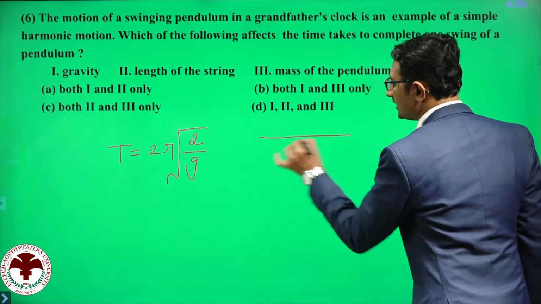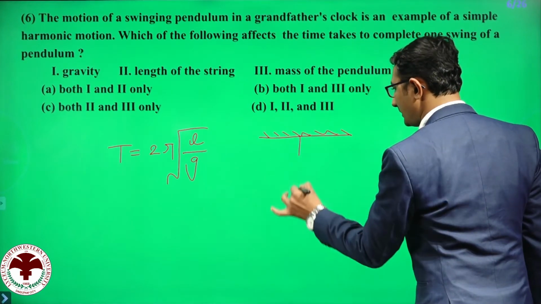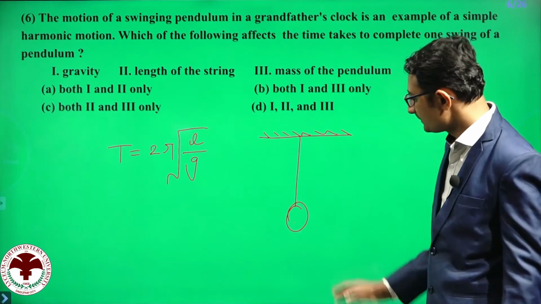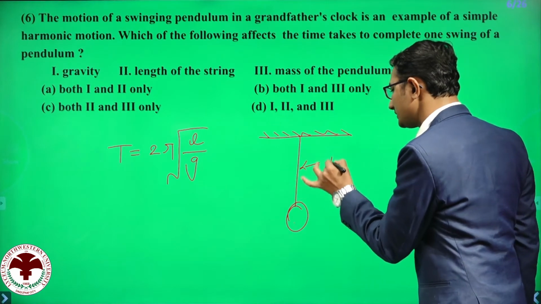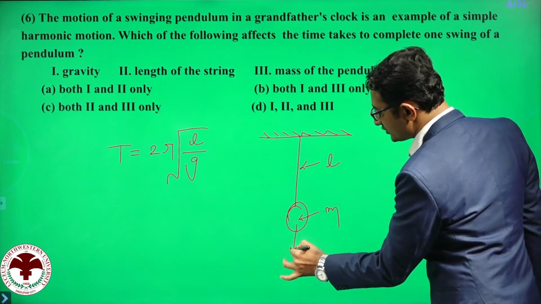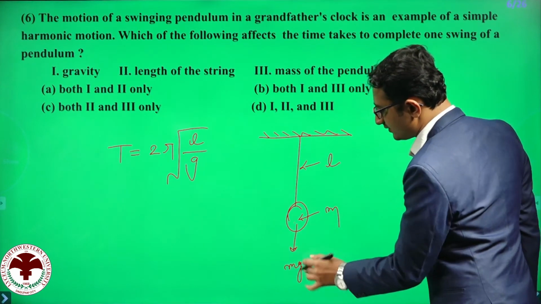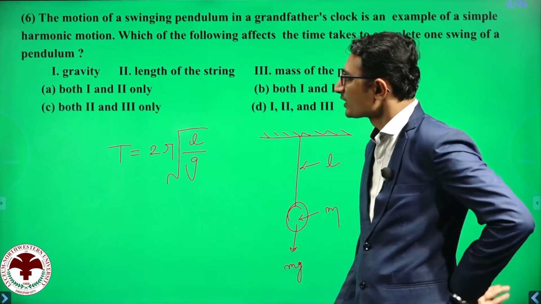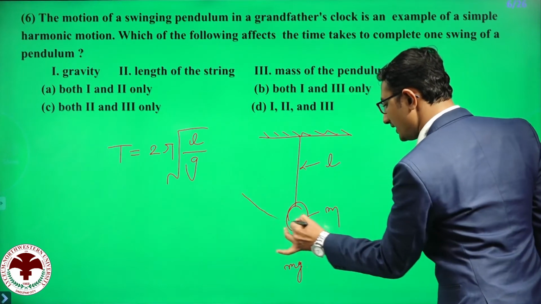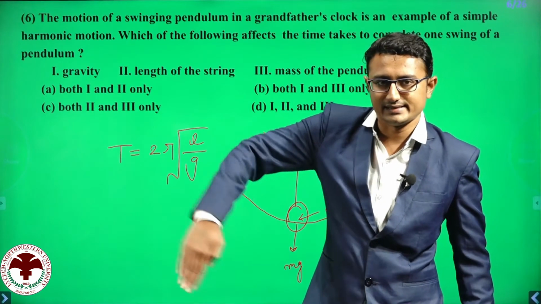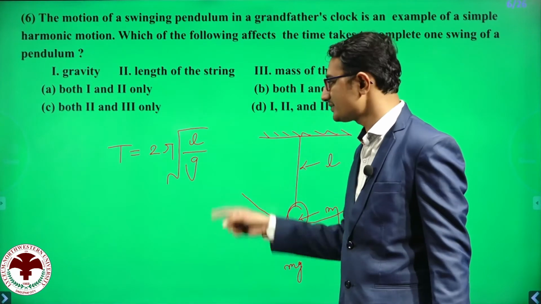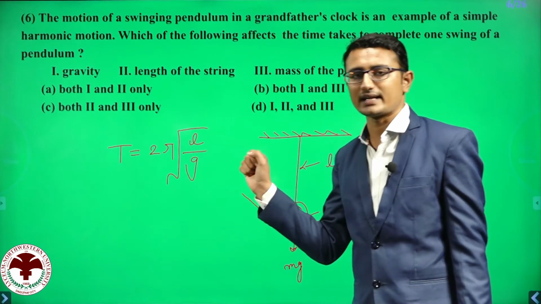First of all, I should explain what a simple pendulum is. This is the simple pendulum. This is the length of the string, that is L, and this is the object which has mass m, and here the force mg exists, where g is the gravitational acceleration. The pendulum will be in motion in this direction. So the time period depends on two things: first the length of the string, and second the gravitational acceleration.